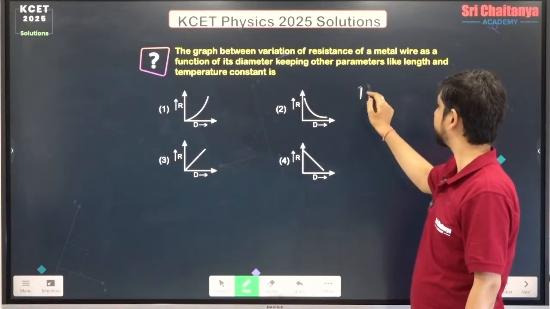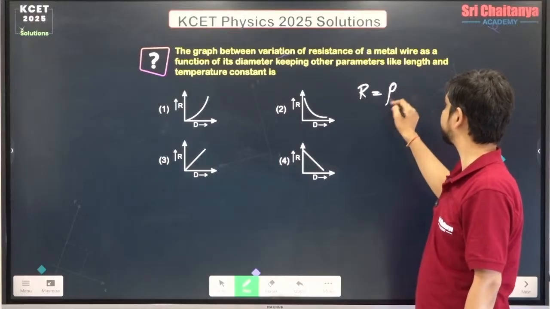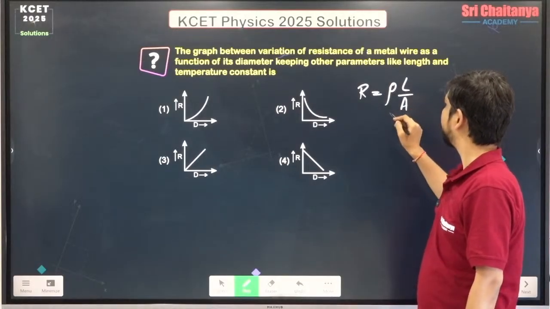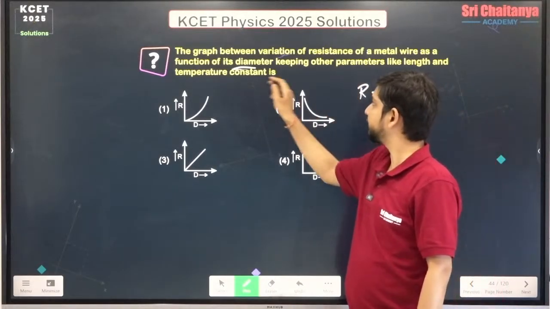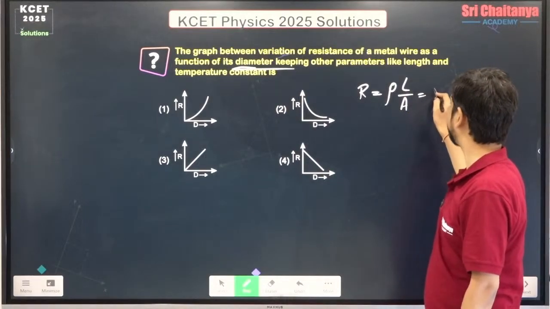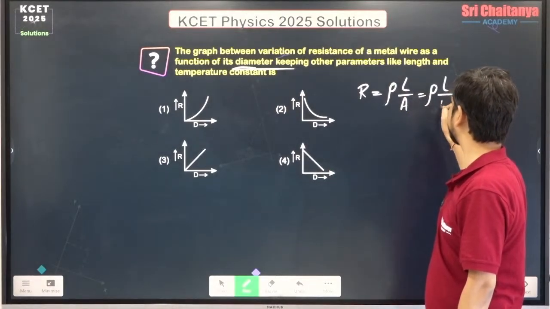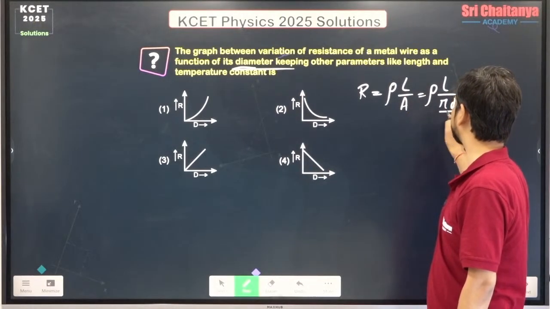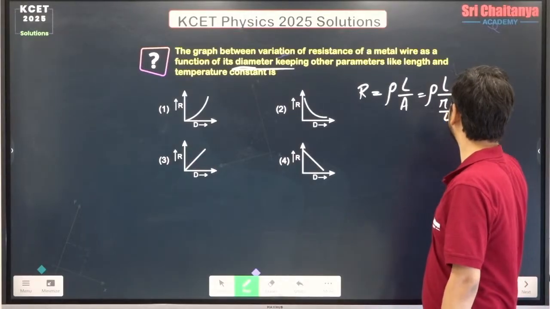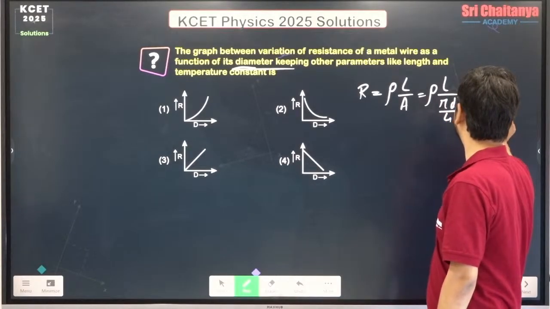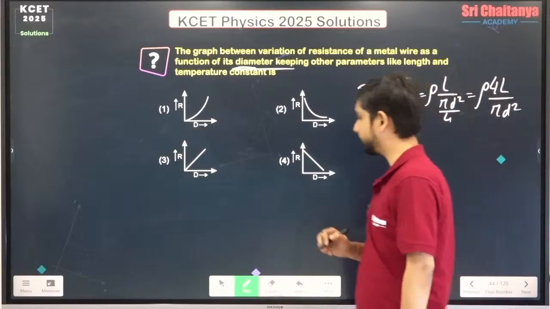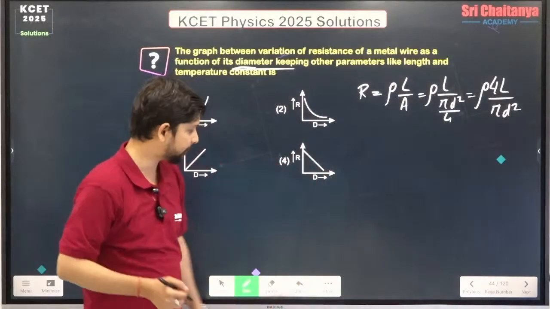So if we are talking about resistance, it is nothing but rho L by A. Only diameter is changed. So if we want to express this in terms of diameter, it is going to be something like this: rho 4L divided by pi d square. So this is the value of resistance in terms of diameter.